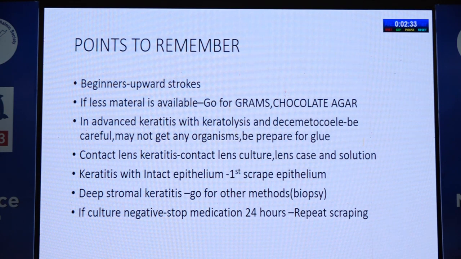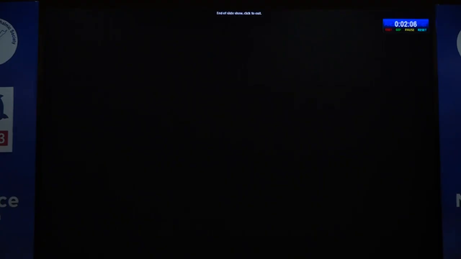In contact lens keratitis, send the contact lens for culture, and also the solution and the lens case to find the organisms and also the source of infection. If the keratitis is present with an intact epithelium, first scrape the epithelium and then remove the infiltrate. For deep stromal keratitis, go for other methods like biopsy, passing a suture, lamellar or flap biopsy. If the culture is negative, stop the medications for 24 hours and then repeat the scraping. Thank you.